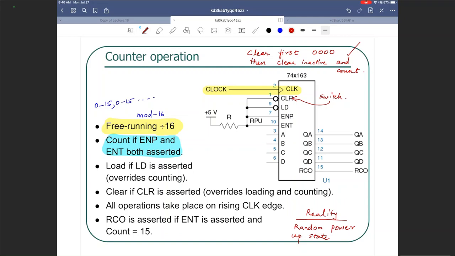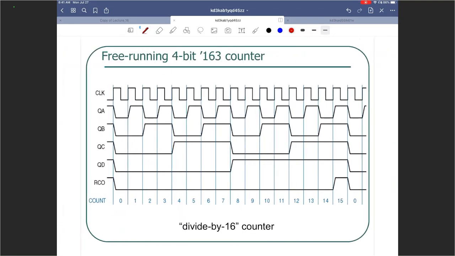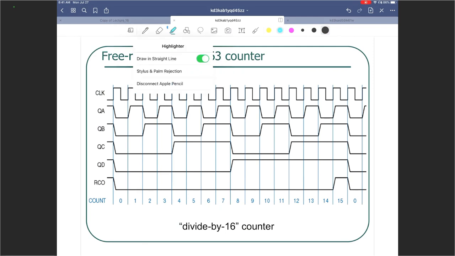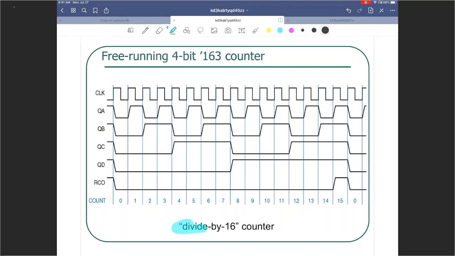Okay, so this is an example where things are going between 0 and 15, right? So all the 16 output possibilities are being covered in this setup. But that is not necessary. You can do something else with it as well, and we'll take a look at that in a moment. These are the timing waveforms for this divide by 16 counter, or the mod 16 counter. Mod 16 meaning that there are 16 different states.